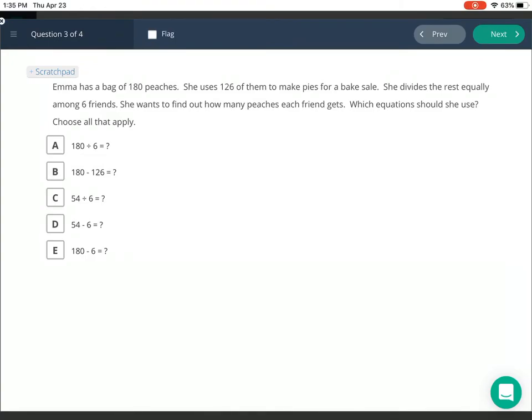Choose all that apply. So this time you're choosing the equations that you would write on your scrap paper to solve this problem. And since it says choose all that apply, there may be one answer, there may be two, there may be three, it could be all of them, but you have to make sure you look at each and every single one.